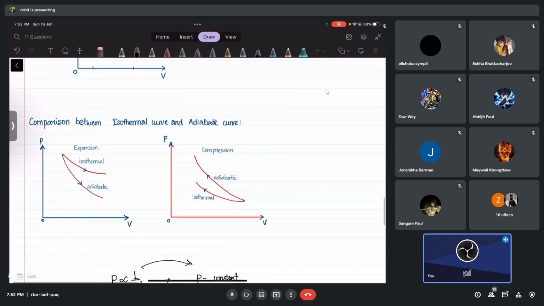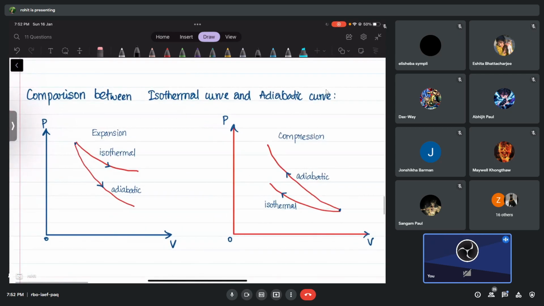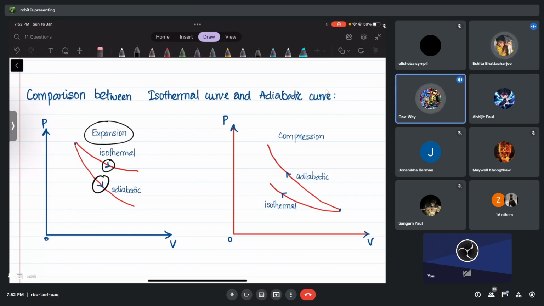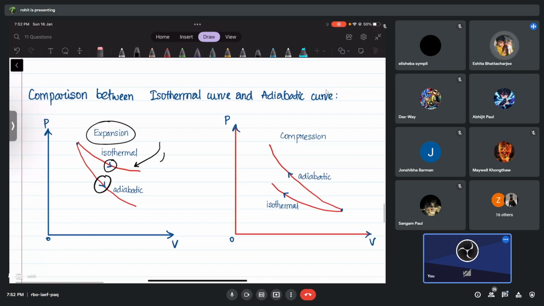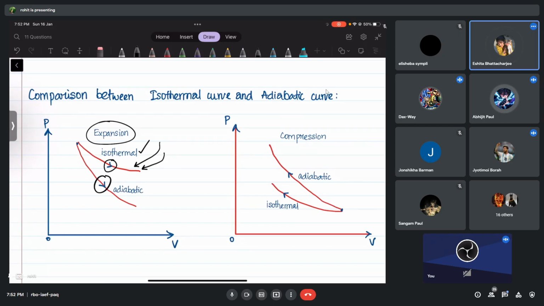Very quickly, let's check. I think you agree with this. What is this, guys? Will I call it expansion or compression? Both of them are expansion. Do you understand, this one represents a slow drop in pressure, so it is an isothermal process. And this one is a quick drop in pressure, so what is this? Adiabatic.